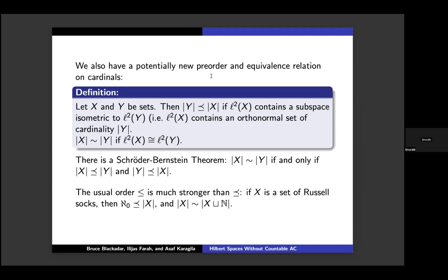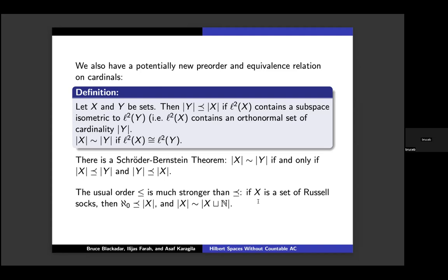And we have a Schroeder-Bernstein theorem, which says that two cardinals are equivalent if each one is curly less than or equal to the other. The proof of this is just a straightforward variation of the proof of the usual Schroeder-Bernstein theorem of set theory. This ordering is a much weaker and equivalent pre-ordering than the usual partial order on cardinals.